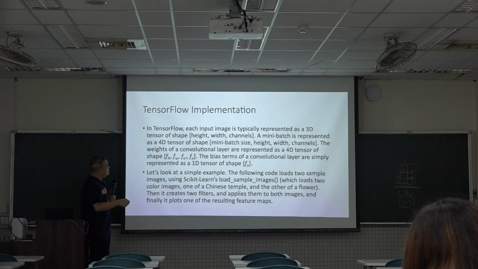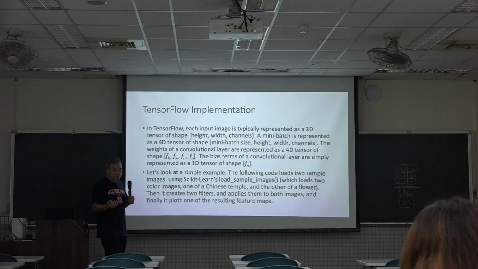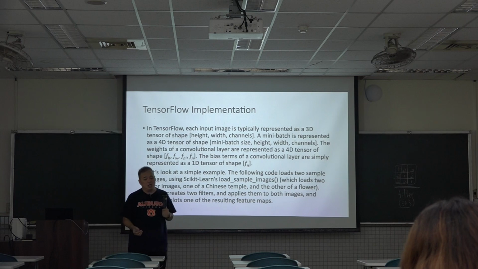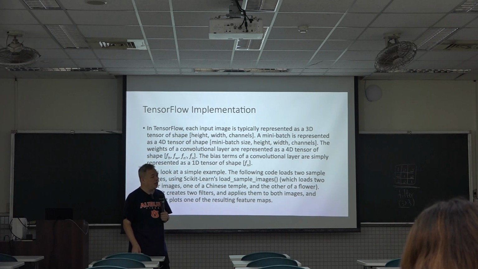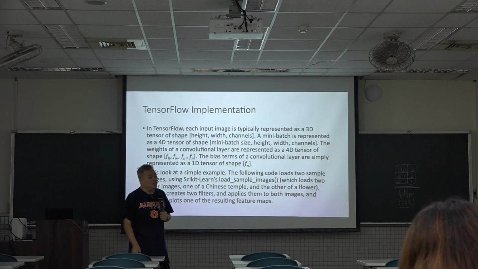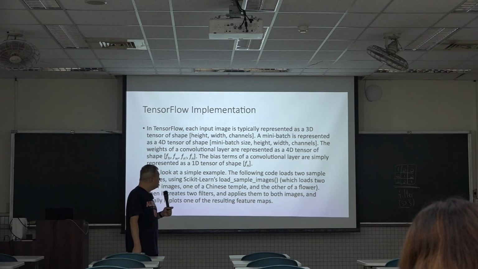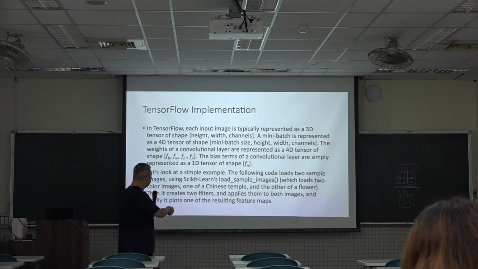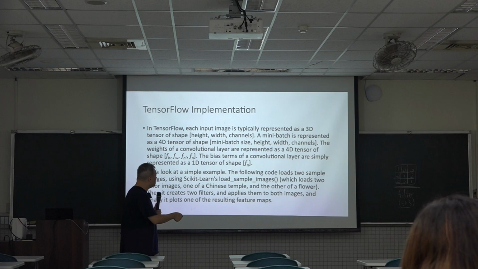In TensorFlow, each input image is typically represented as a 3D tensor of shape height, width, channels. Why is it 3D? Now you get an idea. Remember we talked about max norm regularization, I told you that the CNN has 3 dimensions. So now it's height, width, and channels. So a mini-batch is represented as a 4D tensor: mini-batch size, height, width, channels.